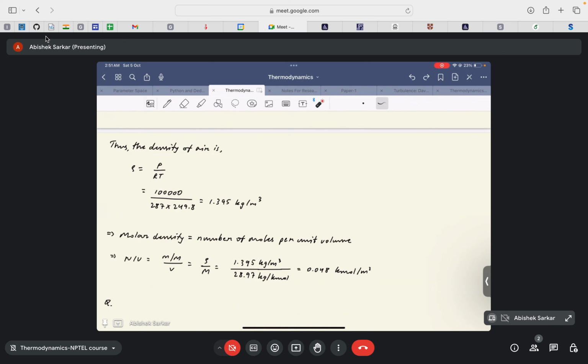So if you manipulate it a bit further, you easily get the molar density as density over the molecular weight of the mixture or the gas. In this case you get N by V is equal to 1.395 over 28.97, that is the molecular weight of air. So you get the molar density as 0.048 kilomole per meter cube, because number of moles is in terms of kilomole and volume is in terms of meter cube, so the unit will be kilomole per meter cube.